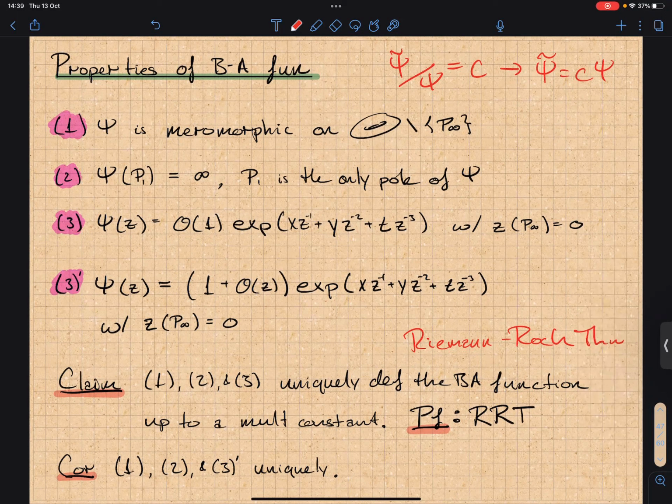And then moreover, since for a Baker-Akhiezer function we actually have finer control of the behavior near the essential singularity, condition 3 prime is going to determine this constant c, and it's just going to be 1. So if we have just a little bit more control over the asymptotic behavior of the essential singularity, then we can pin down the function precisely. We don't need to know the whole thing, just a little bit more.